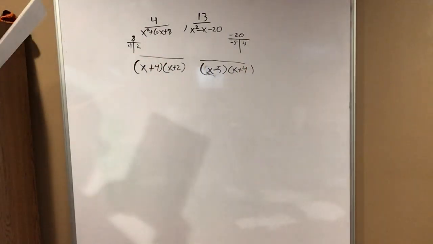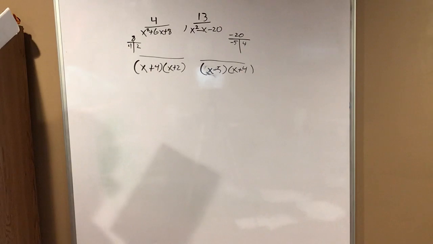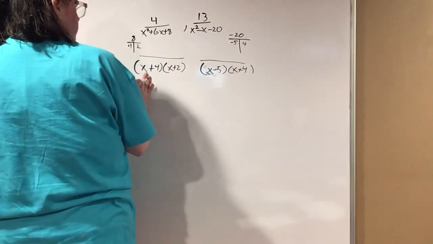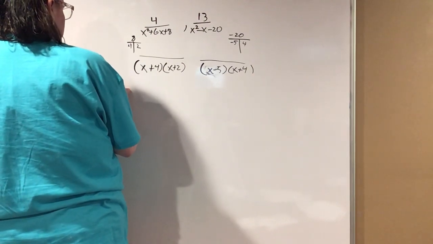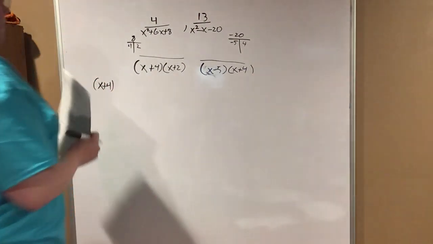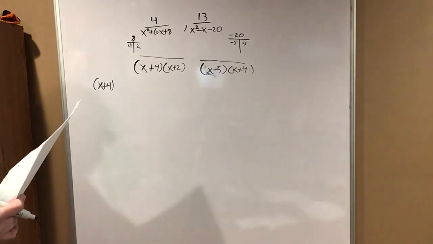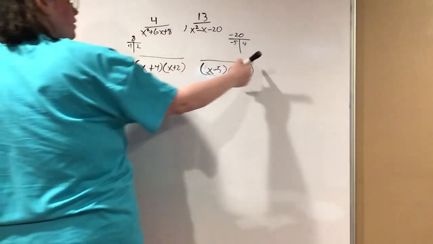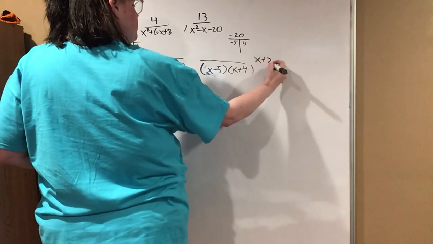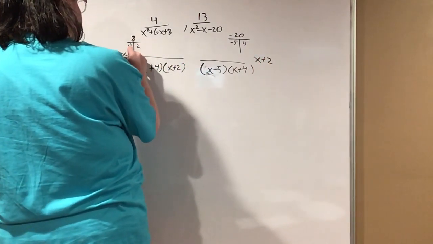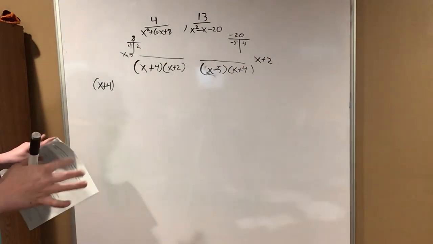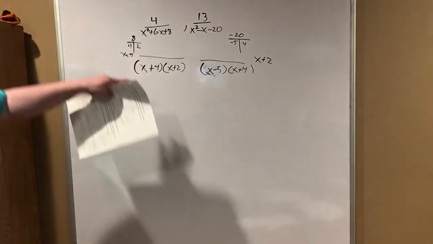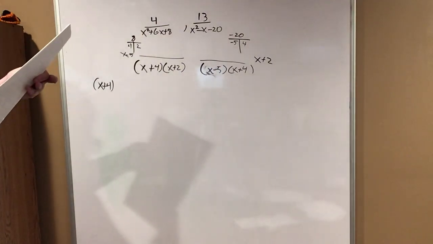Looking at that, I know my least common denominator is x plus 4. So I'm taking out my x plus 4, because that's my least common denominator. I don't need to multiply this side by x plus 4, but I would need to multiply this side over here by x plus 2, and this side over here by x minus 5. So once you pull out your least common denominator, you just multiply either side by what they're missing. And you figure out what they're missing by pulling out your least common denominator.